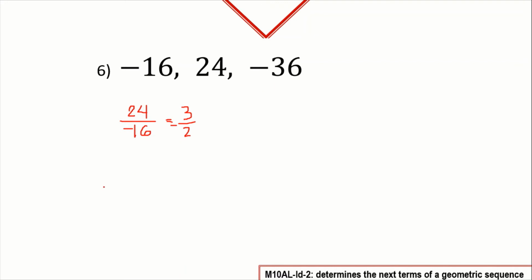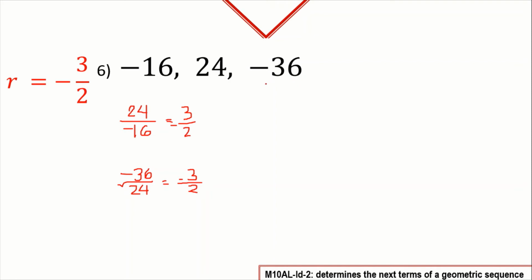So, i-check natin gamit yung third term divided by the second term. So, negative 36 divided by 24. Again, kunin natin ang kanilang GCF. So, 36 and 24, pwede ba siya by 12? Negative 36 divided by 12 is negative 3. Then, 24 divided by 12 is 2. So, kung mapapansin nyo, pareho ang kanilang common ratio. Kahit alin naman dyan ang gamitin ninyo, given naman na ng sequence ay geometric. So, the common ratio is negative 3 halves.